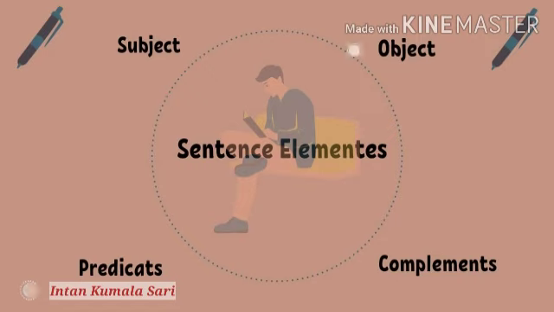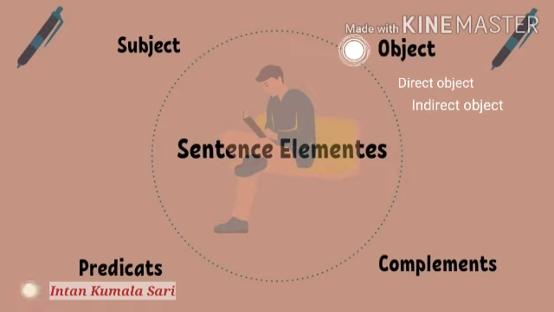And the next is object. Object is a noun or pronoun governed by a verb or a preposition. There are three kinds of object. The first one is direct object. Direct object is a noun or pronoun answering whom or what after an action verb. And the next is indirect object. Indirect object is a noun or pronoun answering to whom or for whom after an action verb.